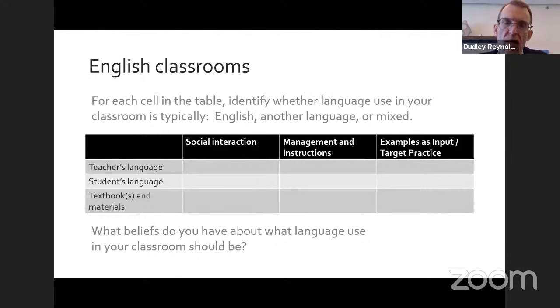And for each cell, you characterize them as, well, this primarily occurs in English. It primarily occurs in another language. It is, in fact, mixed between English and one or more other languages. What picture emerges of your classroom? And I think we need to bear in mind two pictures. One is the picture that is reality. And then there's also the picture that nagging voice in the back of our head tells us should be the reality in our classroom.